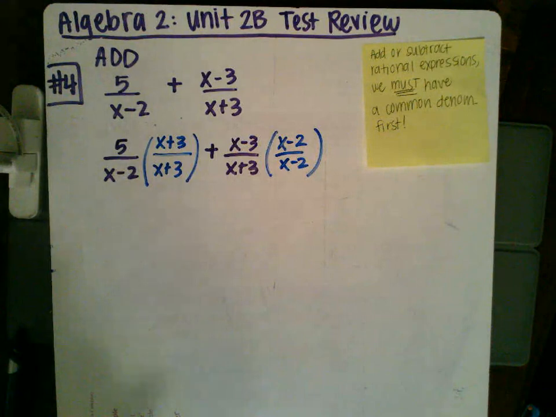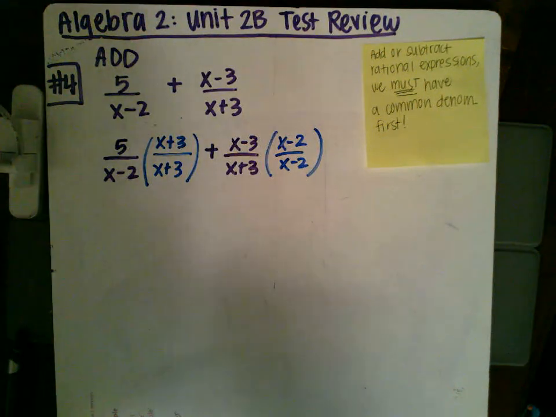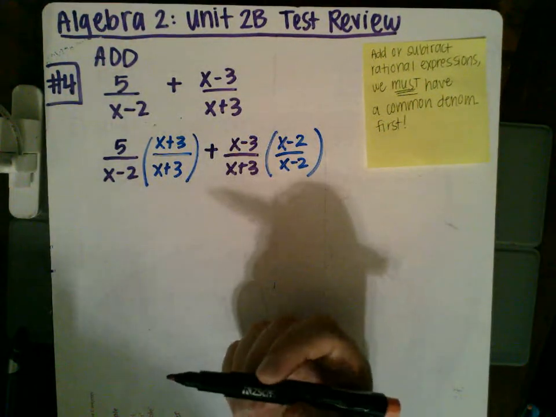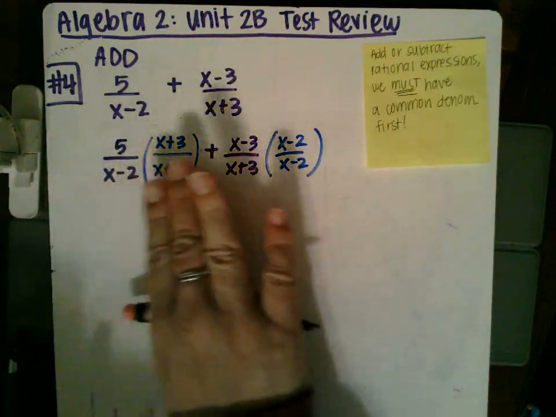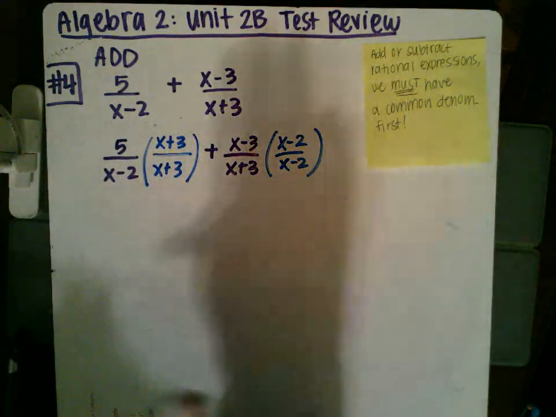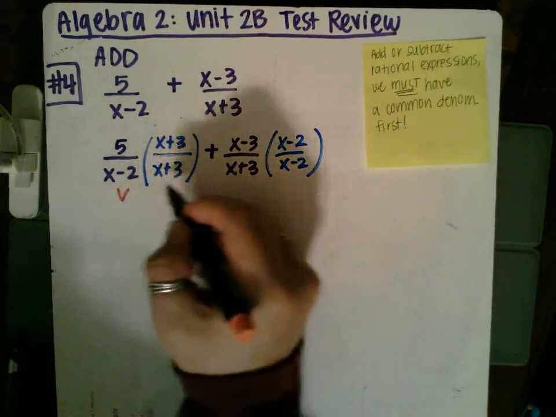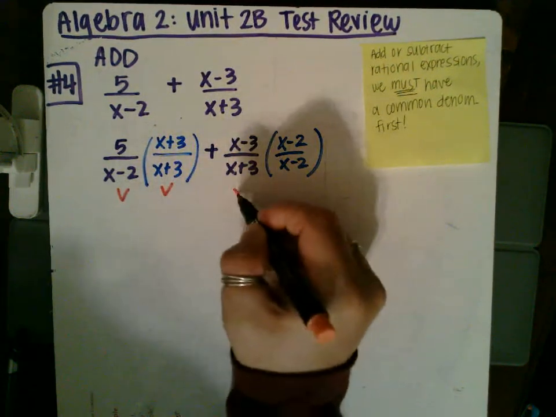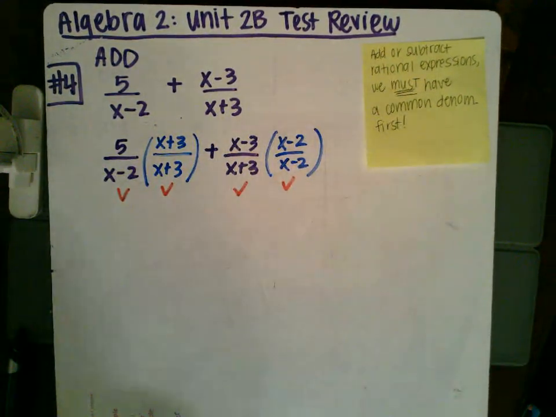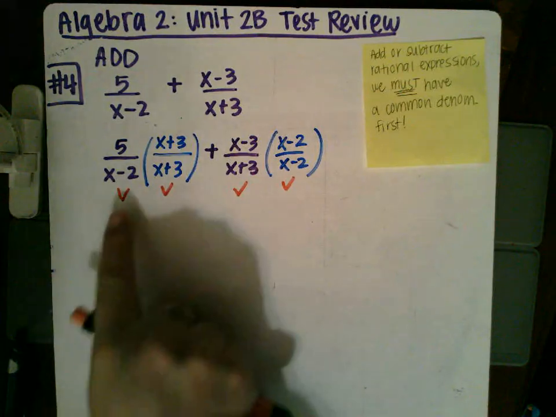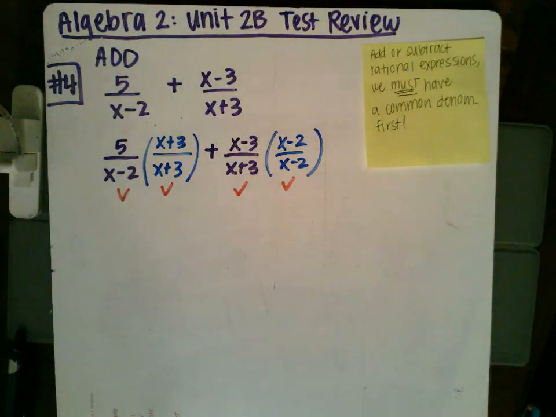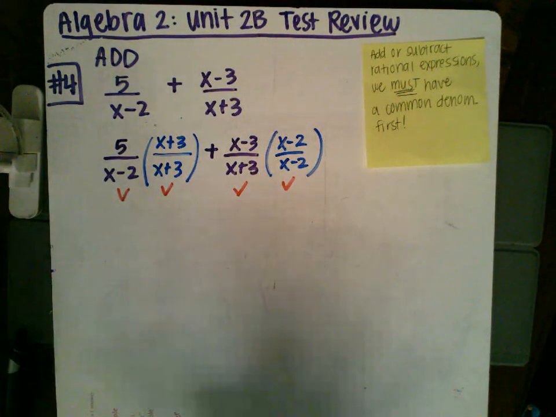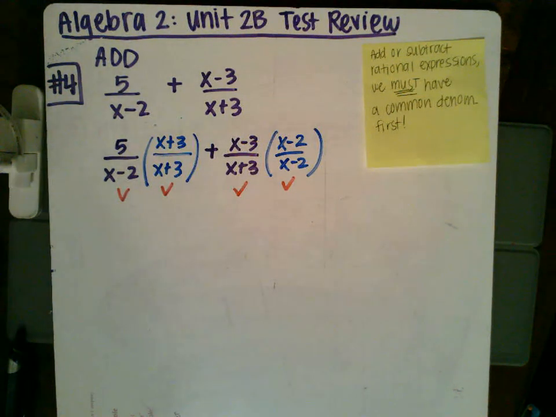And this was my little pro tip to my class. Remember, to make sure we have a common denominator, we check that all expressions have both, right? x minus 2, x plus 3. x plus 3, x minus 2. Check, check, check, check. Once I can visually see that every expression has all of the common denominators, we are good to go.